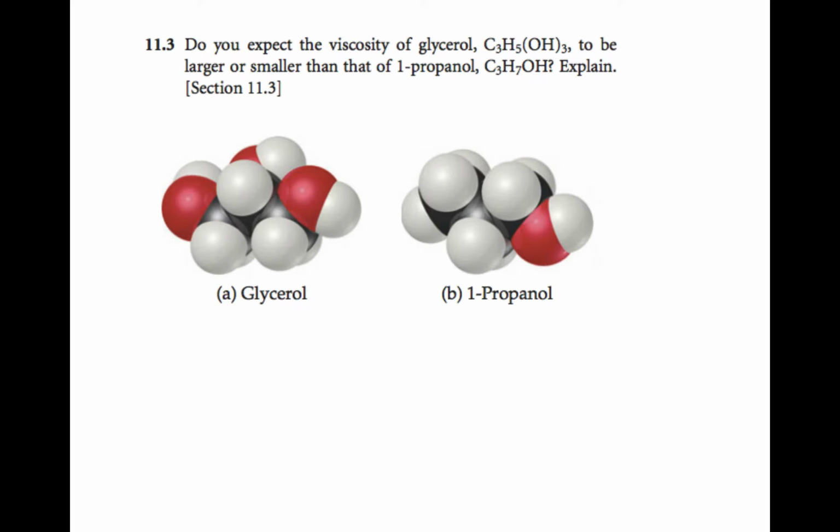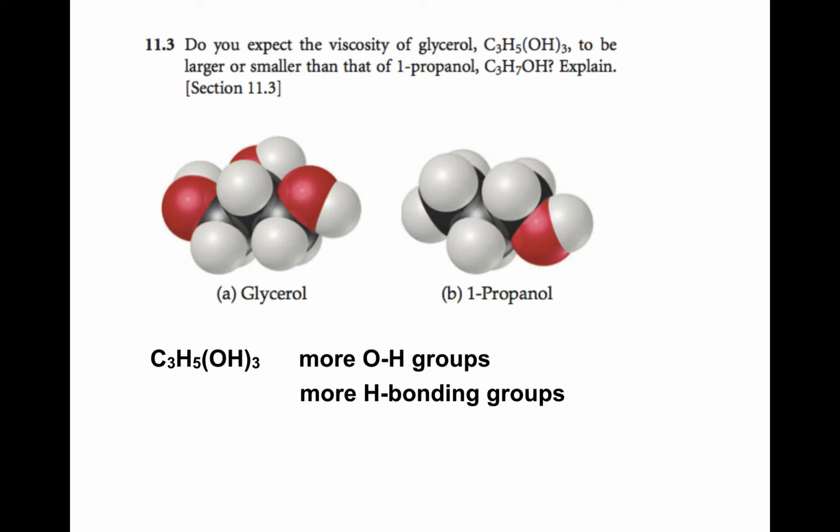All right, 3. Do you expect the viscosity, how fast glycerol flows, to be larger or smaller than that of 1-propanol? Explain. Looking at the molecule glycerol, I can see 1, 2, 3 OH groups, whereas with propanol I have one OH group. So the more OH groups you have, the more potential you have for hydrogen bonding. So I expect glycerol to be more viscous because it has more OH groups capable of more hydrogen bonding.